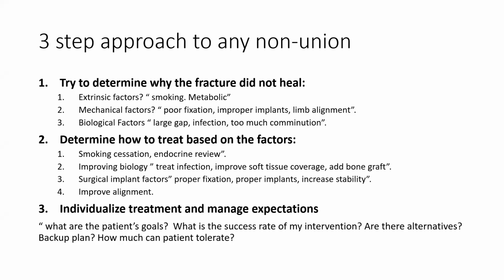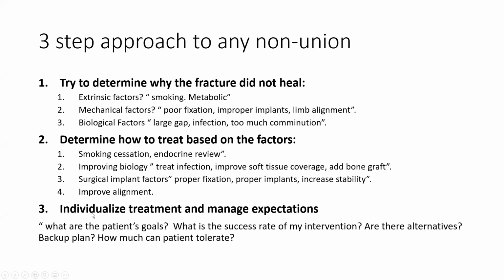The second main step is determining how to treat based on these factors, which is actually very easy given that you know these factors. Smoking cessation or endocrine review, improving biology, either by treating an infection if present, or improving soft tissue coverage, or improving bone status, adding bone graft, reaming, adding RIA or whatever. Then the surgical implant factors: proper fixation, proper implants, and having adequate stability. And last but not least, improving alignment.